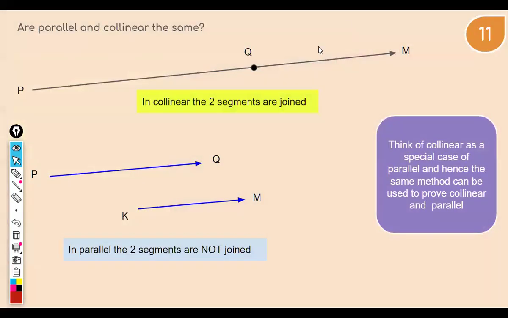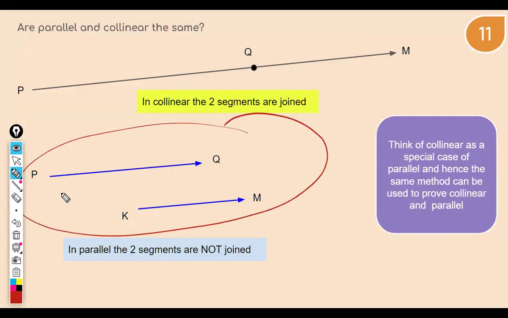You're going to hear some words now. Parallel and collinear. Everybody here knows what parallel is because of primary school. Two lines, like these two blue lines here, are parallel because both of them are going the same direction, right? But what does collinear mean? Collinear is a special version of parallel, right?